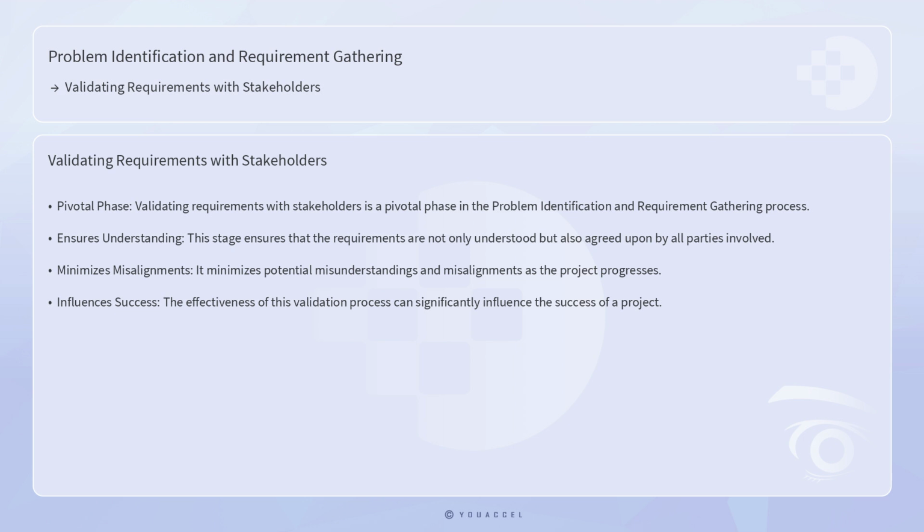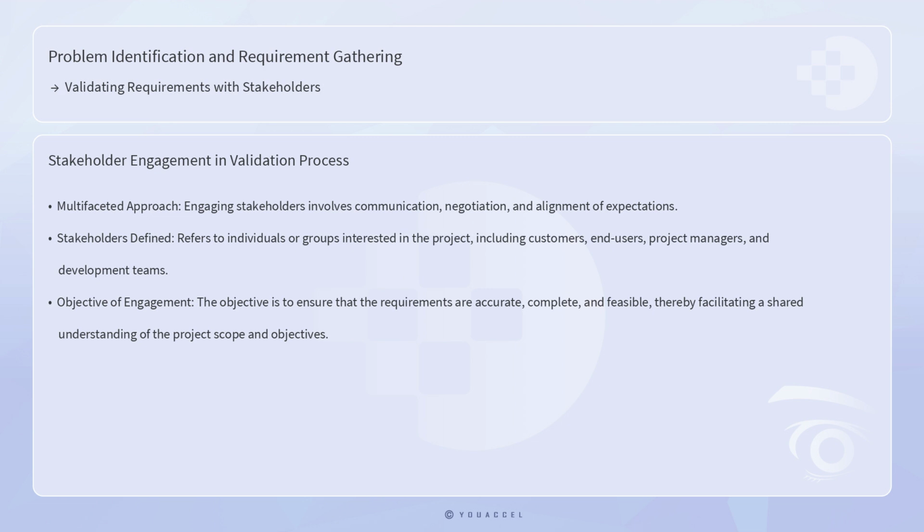The effectiveness of this validation process can significantly influence the success of a project, as it lays the foundation for subsequent phases such as design, development, and implementation. Engaging stakeholders in the validation process involves a multifaceted approach that encompasses communication, negotiation, and alignment of expectations. Stakeholders, in this context, refer to all individuals or groups who have an interest in the project, including customers, end users, project managers, and development teams. The objective is to ensure that the requirements are accurate, complete, and feasible, thereby facilitating a shared understanding of the project scope and objectives.